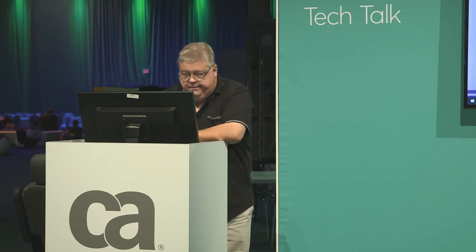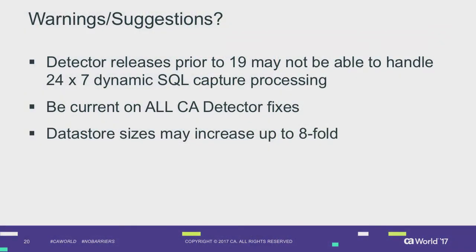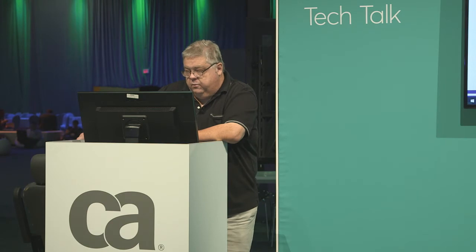Any warnings or suggestions? Yes. Detector releases prior to release 19 simply don't have the horsepower to do this 24/7. Some of our subsystems are pumping out millions of SQL transactions an hour of dynamic, or so it seems, just lots. And release 18 just couldn't handle it, so we waited for 19.